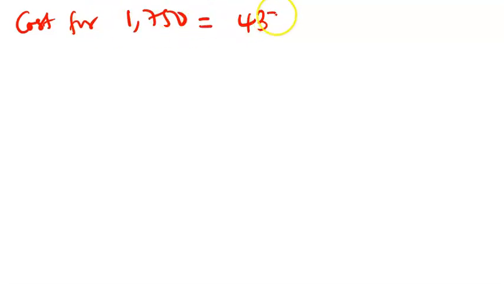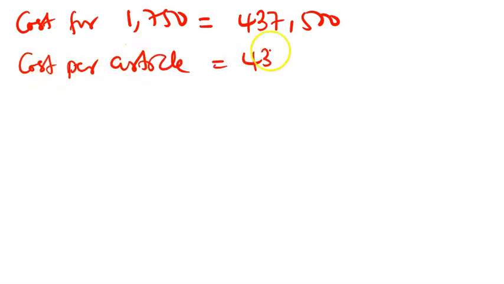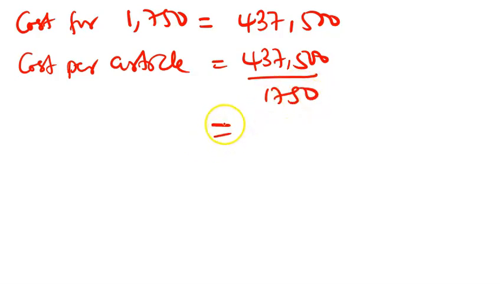1,750 articles. So if you want the cost per article, cost for 1,750 is 437,500. So therefore, cost per each article will be 437,500 over the number of articles, 1,750, and we are getting 250 Ghana cedis for each of the articles. Okay, now let's look at the B part.